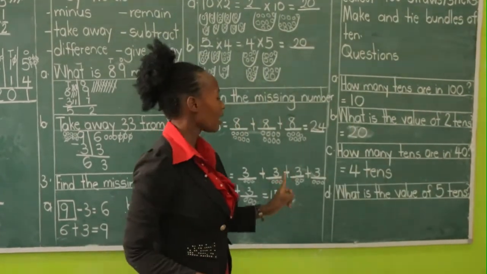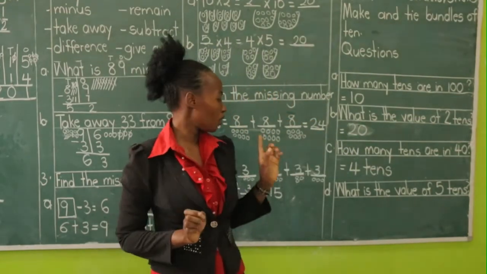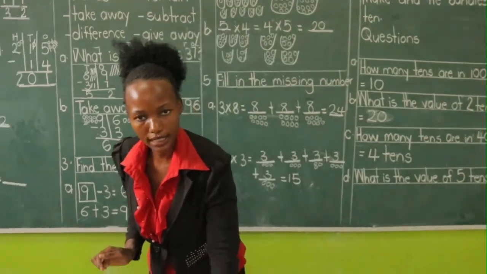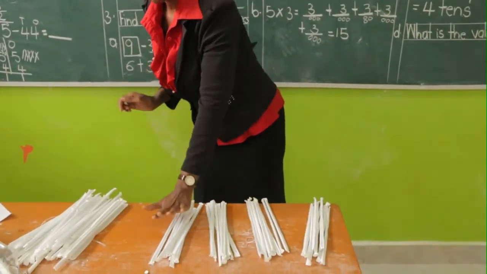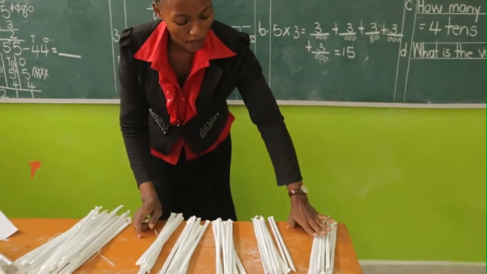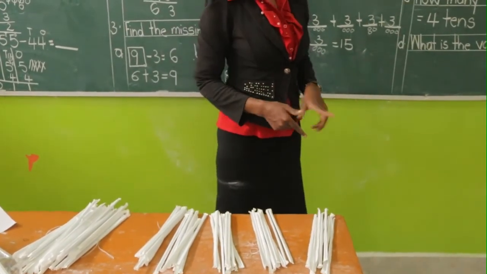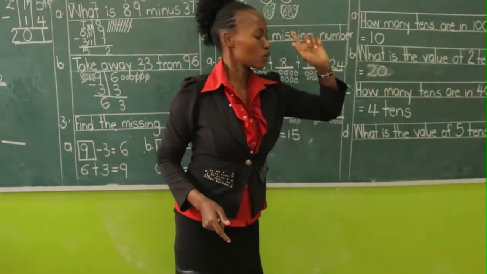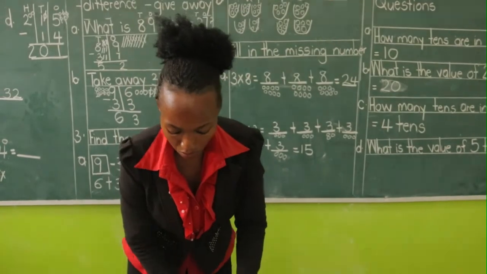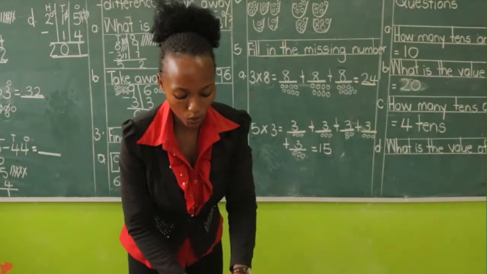Then our next number, what is the value of 5 tens? Here we have 1 ten, 2 tens, 3 tens, 4 tens. Let me get another 1 ten. Now they are 1, 2, 3, 4, 5 tens. Now out of these 5 tens, we want to see which value or which number we are going to get. Let's put them together and see.